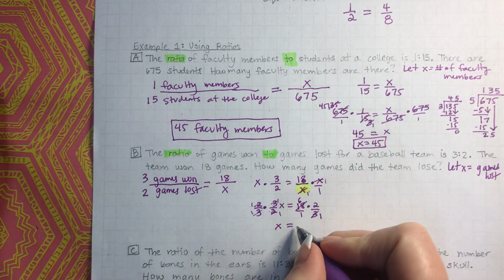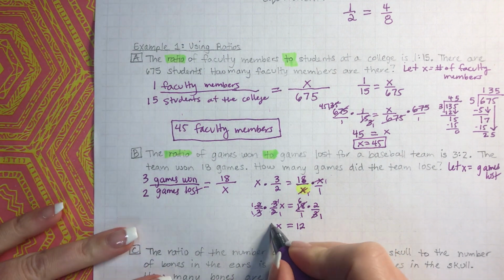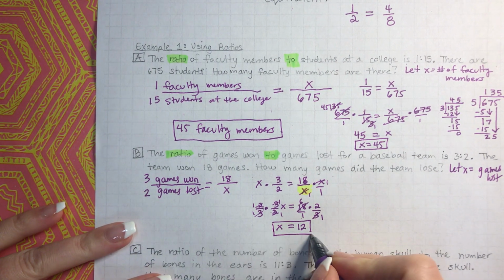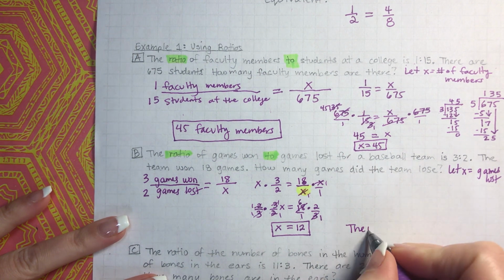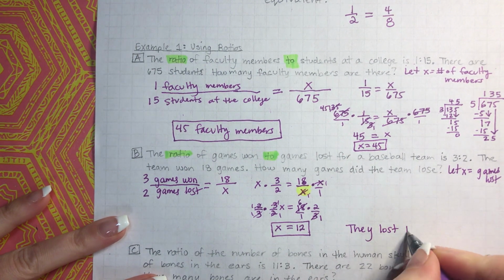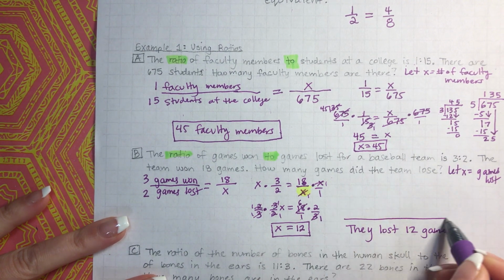6 times 2 is 12. And then divided by 1 times 1, which is this 1. 12 over 1 is the same thing as 12. So boom, there you have it. There's our answer, x equals 12, which means they lost 12 games, because that's what games lost, right? So they lost 12 games. So there you go.